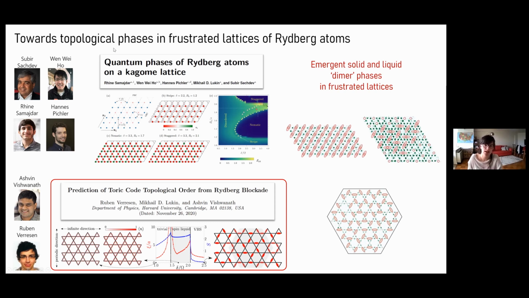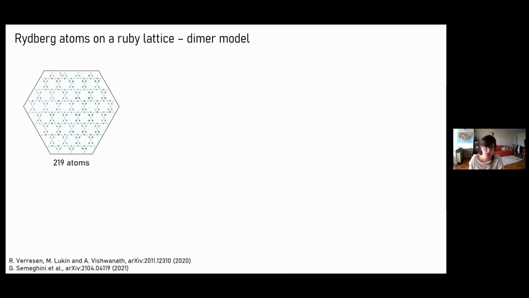So the idea is that we arrange the atoms on a Ruby lattice, which simply corresponds to having the atoms on the links of a Kagome lattice, as you see here. What we do here is to choose the blockade radius such that for an atom in the Rydberg state here, its 6 nearest neighbors are all blockaded. And this gives a constraint on the maximum density of excitations in the system, which is 1/4.